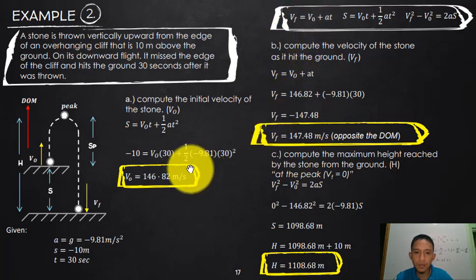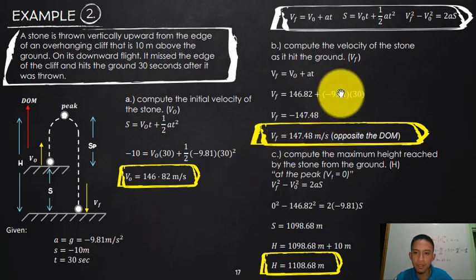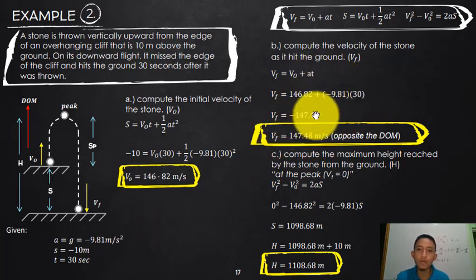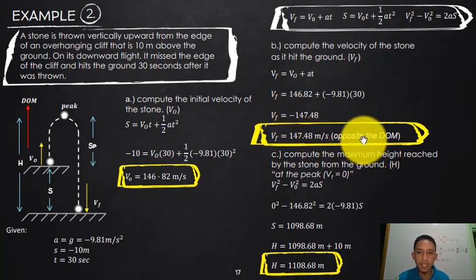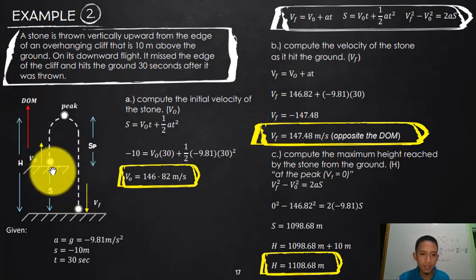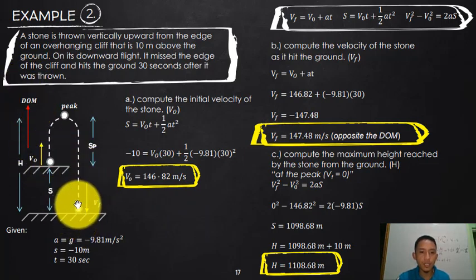Initial velocity is 146.82, A is negative, carry the sign, 9.81, and T is 30. Calculated, you will end up with negative 147.48. But that is not the velocity. The negative is just direction, isn't it? So your final velocity is 147.48 meters per second, but that negative indicates that it is opposite your direction of motion.